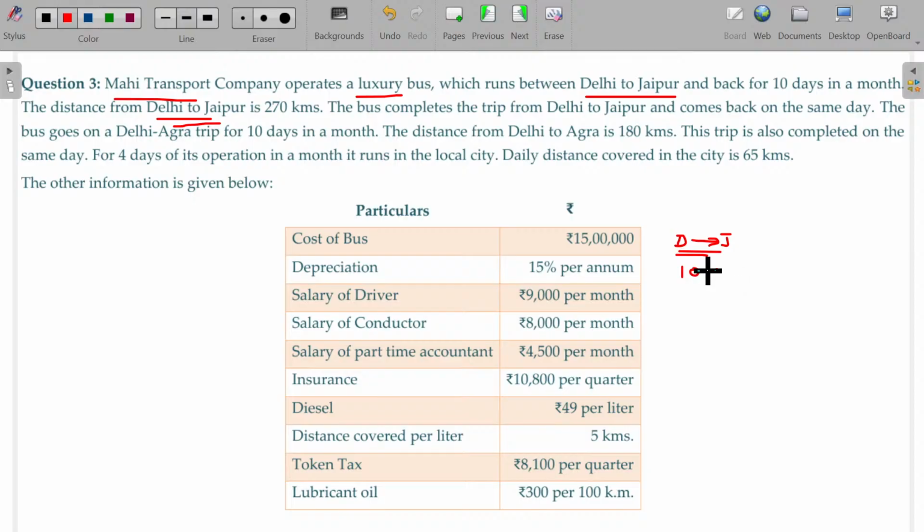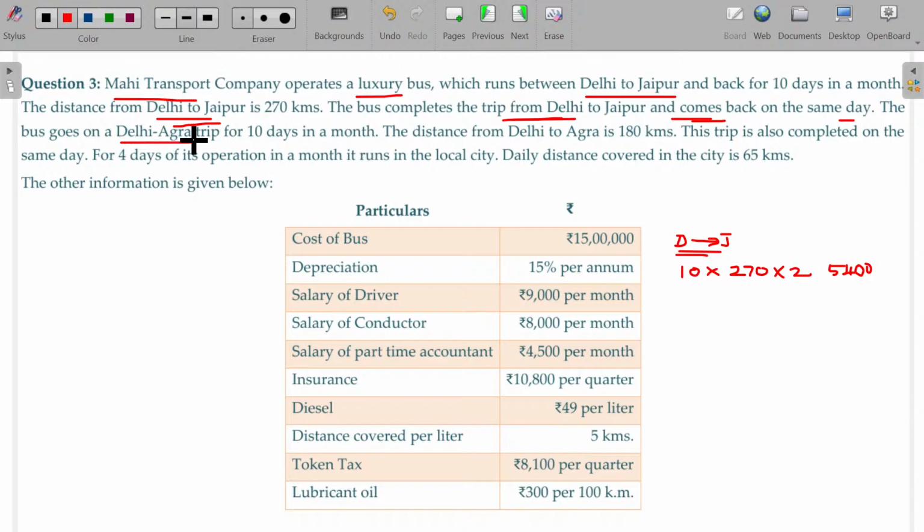Okay. 10 days, 270 kilometers, one way trip. For two trips, this is the distance traveled: 5,400. The bus completes the trip from Delhi to Jaipur and comes back on the same day.